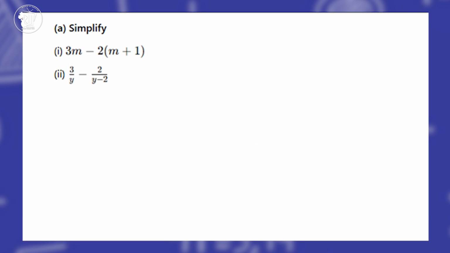So let me work 1 right here. We have 3m minus 2 in bracket m plus 1. We're asked to simplify this. So what we want to do first is get rid of these brackets by distributing the number directly outside the bracket. We have a 2 outside the bracket, but also a minus sign in front of the 2, so we can treat this as a negative 2 outside the bracket. You need to be very careful and treat this as a negative 2. So we distribute the negative 2 throughout.